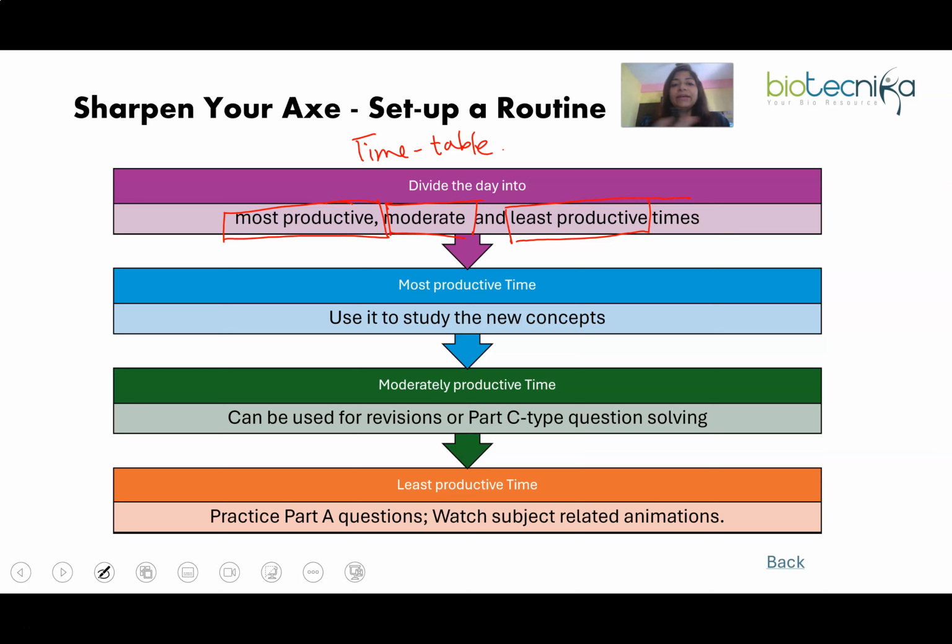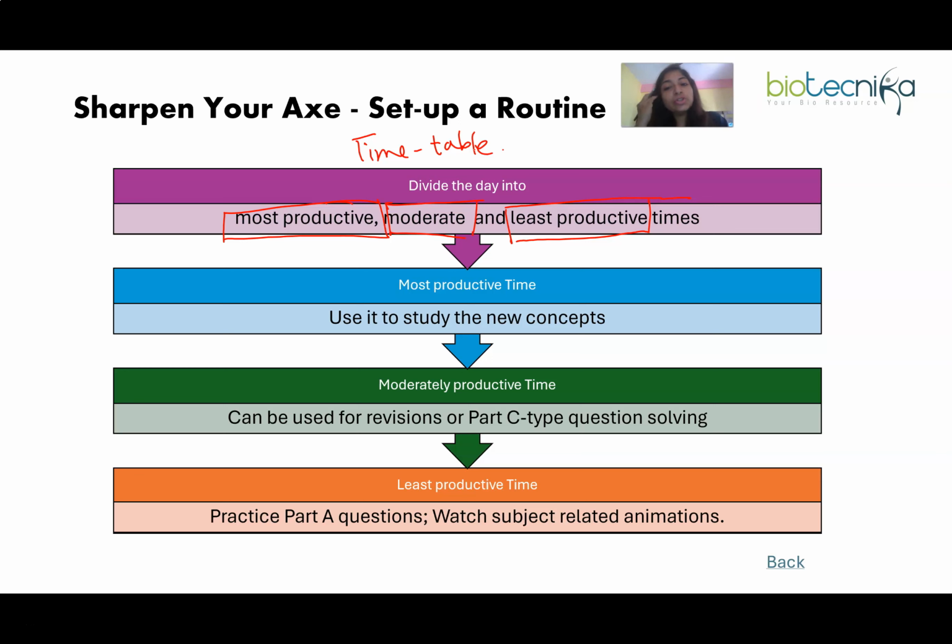So you divide the day into three different time slots: the time when you are most productive, the time you are moderately productive and a little distracted maybe, or the time when you are least productive. Okay, so this is the time when maybe you are feeling sleepy, you usually feel sleepy at that time, or it is the time when you feel very lazy. Okay, so that is how you will divide. Now, what will you do in those times?